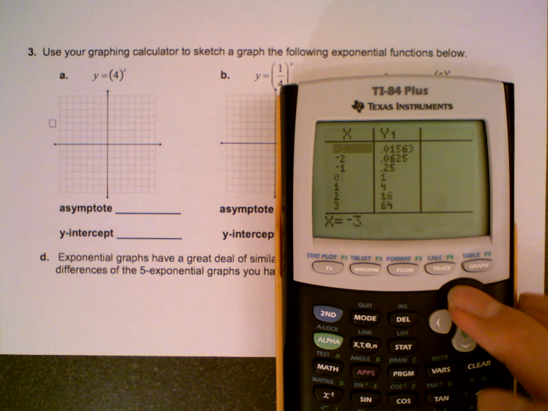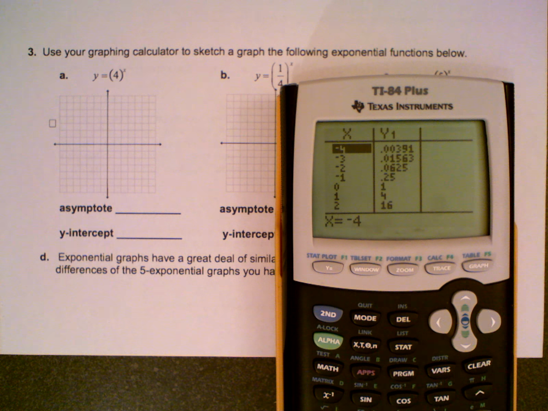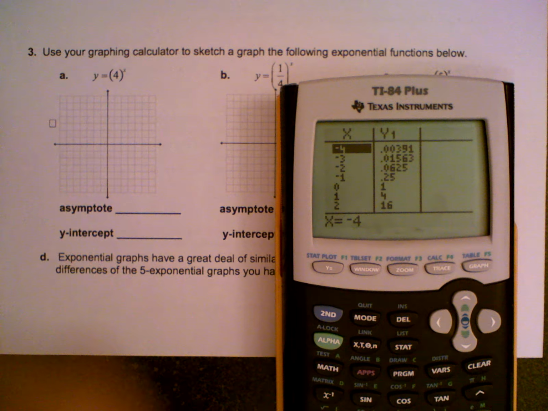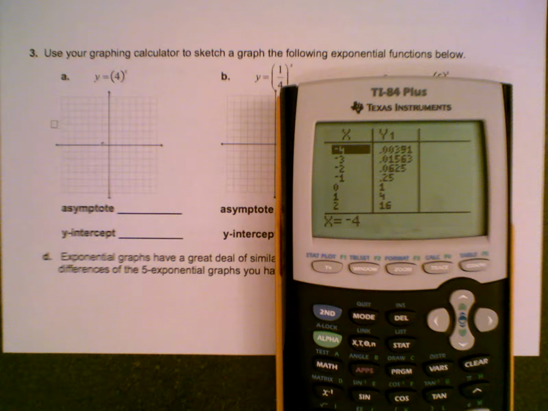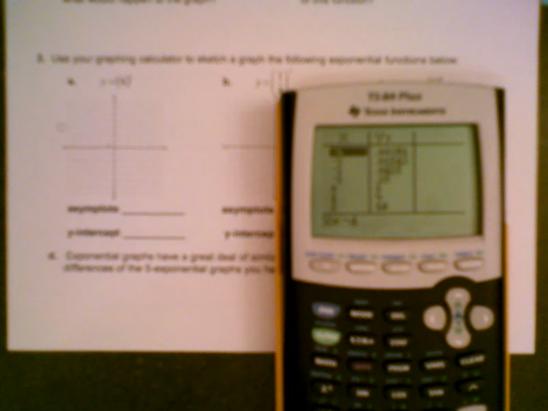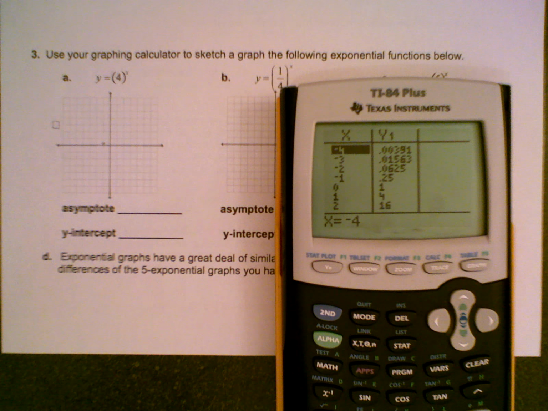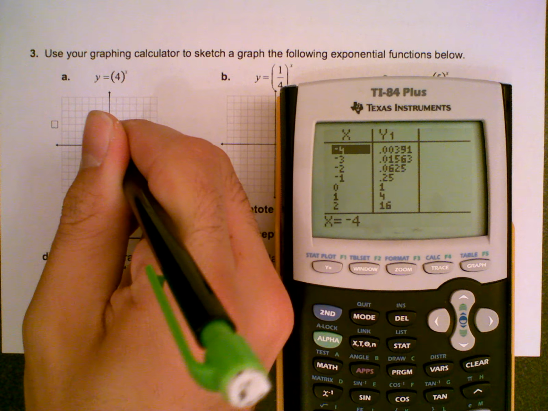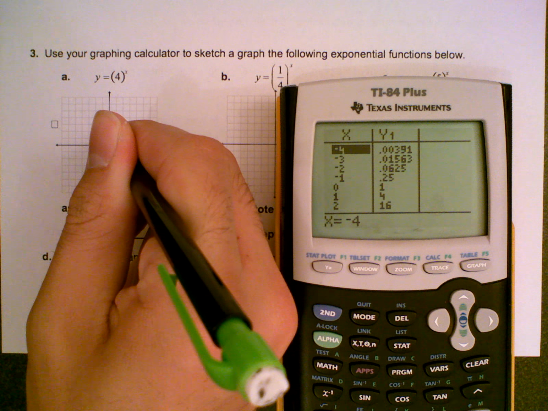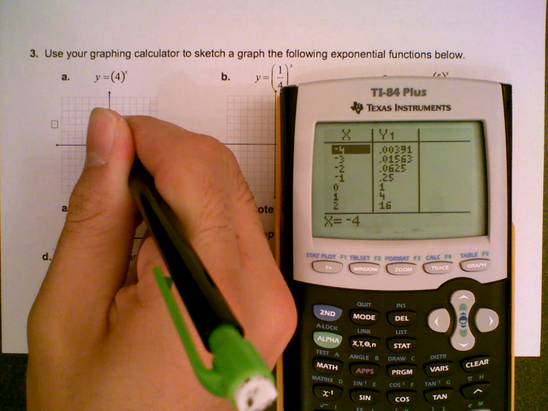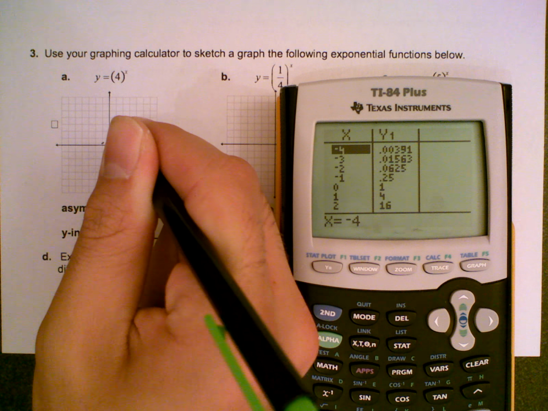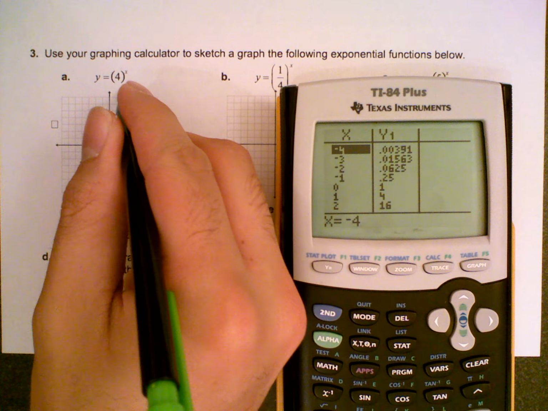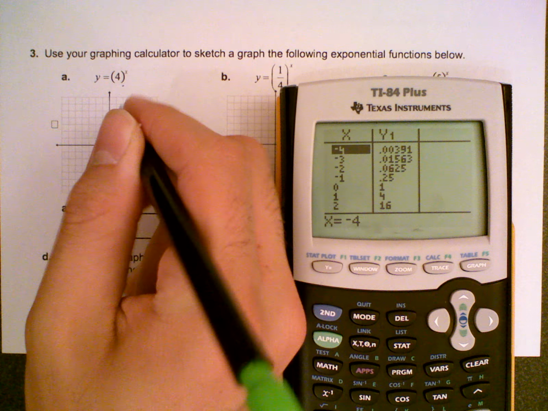I'm going to go back a little bit so we can get some negative points. So let's just start at -1. It's at a quarter. At 0, we are going to be at 1. At 1, we're all the way up to 4. And at 5, we're going to be way off the graph at that point.